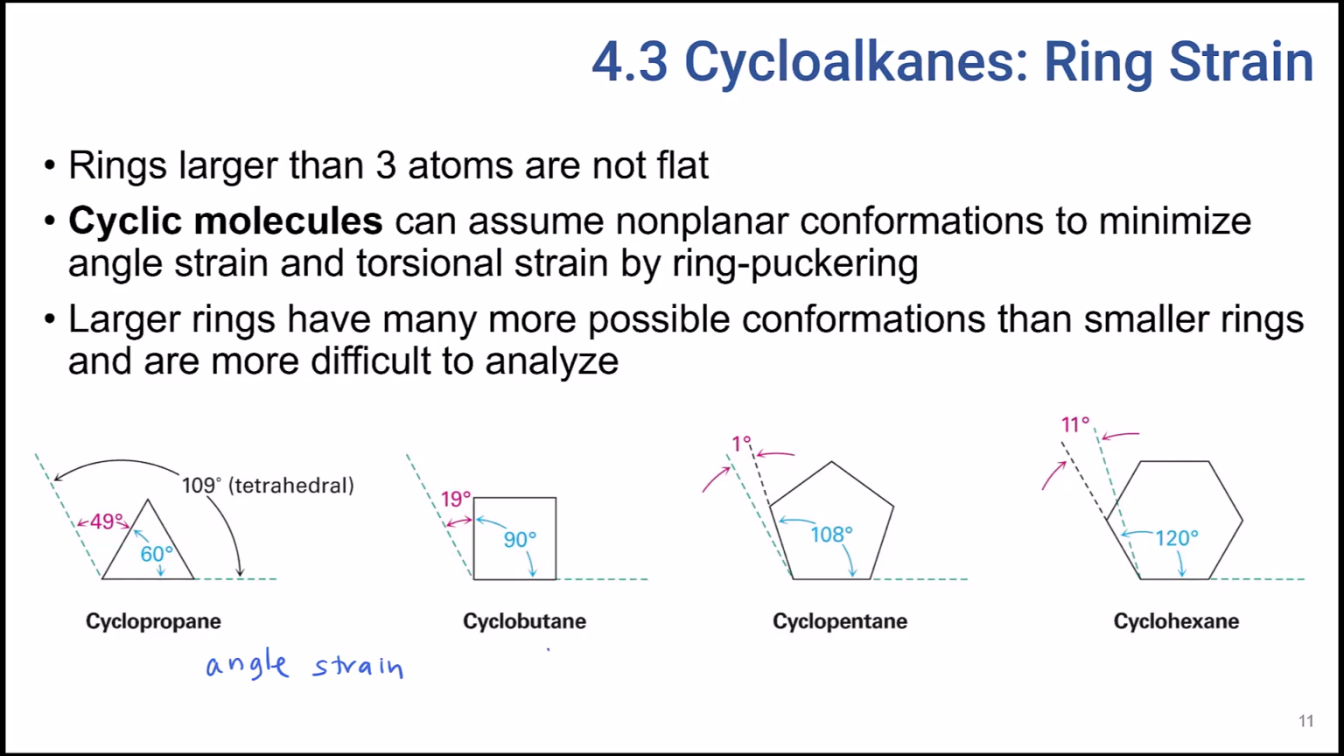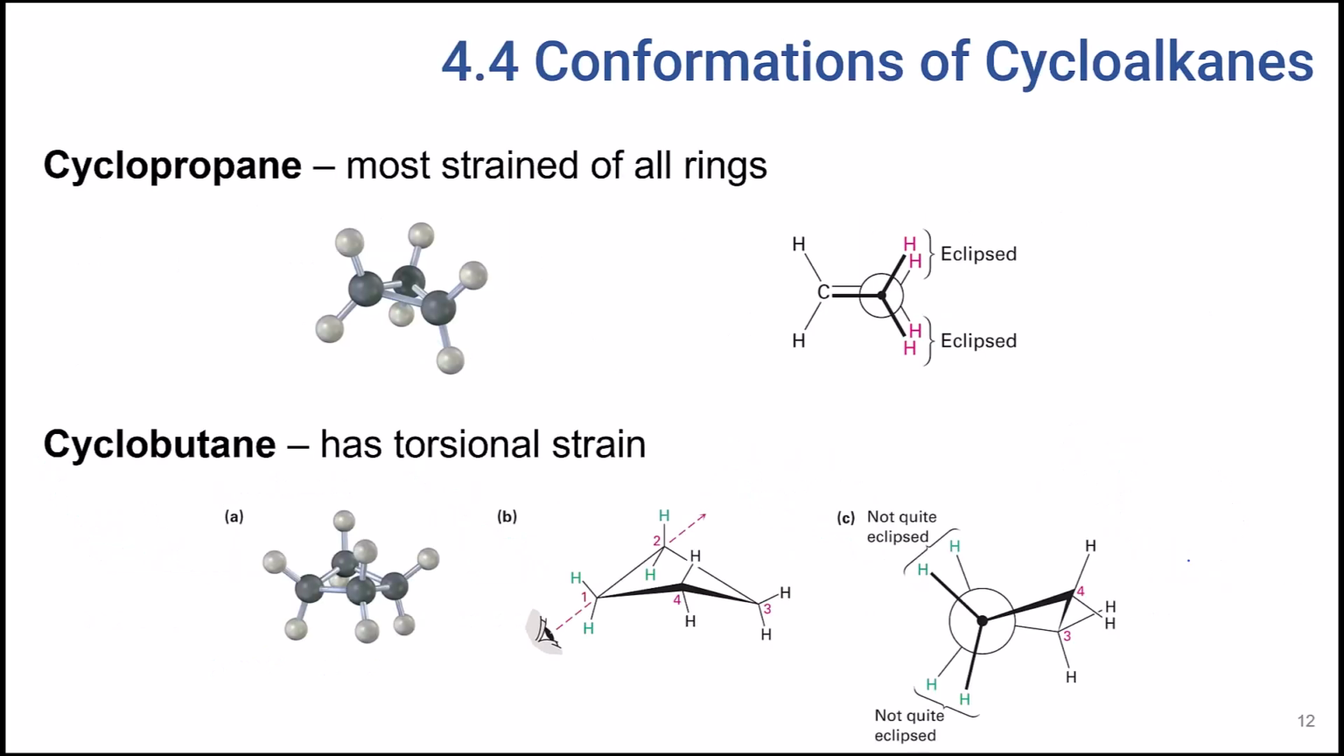And with cyclobutane, it's grown a little bit to 90 degrees, but we still have angle strain. Cyclopentane is much closer. And in cyclohexane, we have these greater than tetrahedral bond angles. So cyclopropane is the most strained of all of the rings because it has those 60-degree bond angles. If we looked at a Newman projection, everything is going to be eclipsed there.